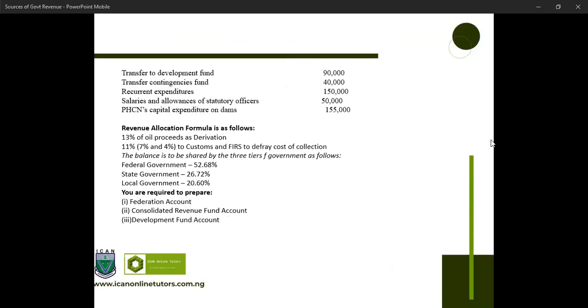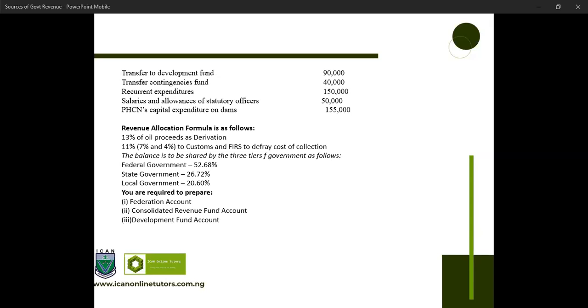Transfer to development fund. That's direct allocation. Who usually transfers to the development fund account? CRF. So this account will affect two legs. It will be an outflow under the CRF and it will become an inflow to who? The development fund account. All right. Transfer to contingencies fund. CRF and contingencies. Recurrent expenditure. CRF. Expense. Outflow from CRF.